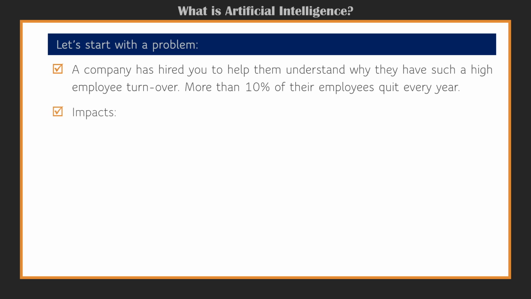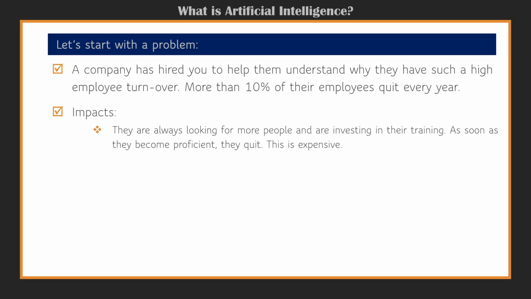So let's go ahead and see how we would use this. Forget about artificial intelligence for a moment. Let's just say that in the real world, you're a consultant, you come on board asking you this question, and you're trying to understand, you're trying to help them with this analysis. So what are the impacts? Obviously, if they let the situation continue as it currently is, they're always looking for more people, and they're investing in training these people. So once they come on board, they have to train them, right, on how they're supposed to operate and function and perform within the organization. And as soon as they become proficient, they quit.